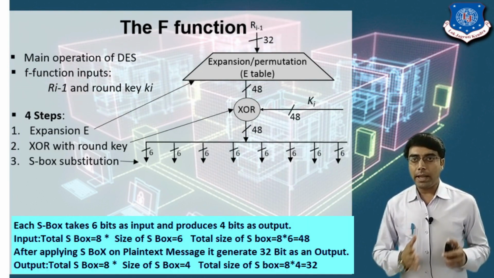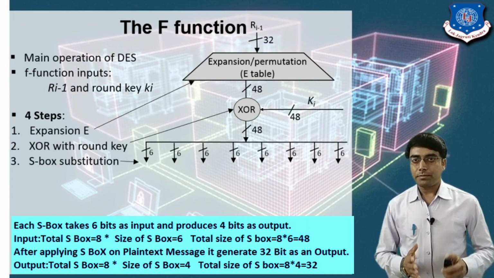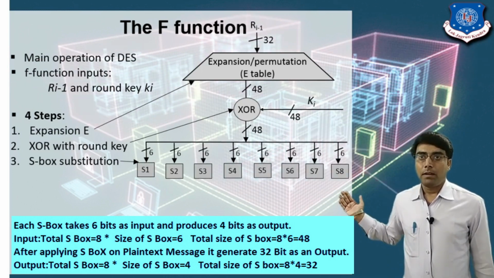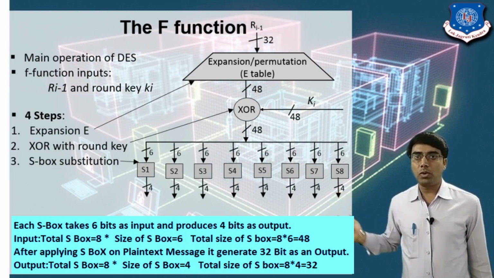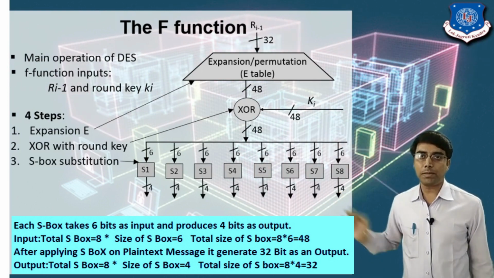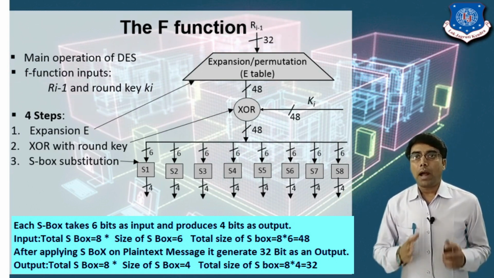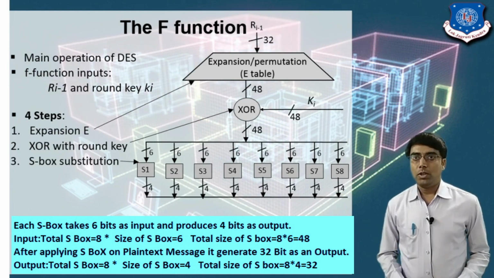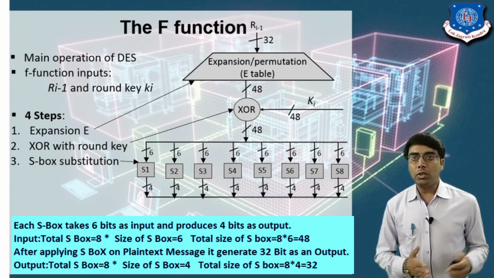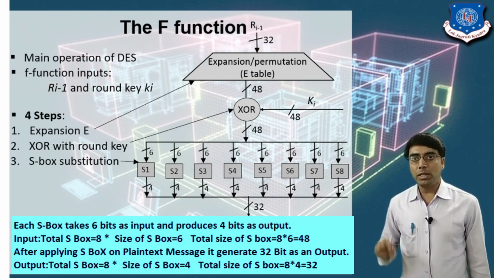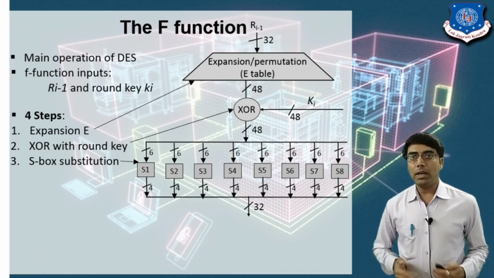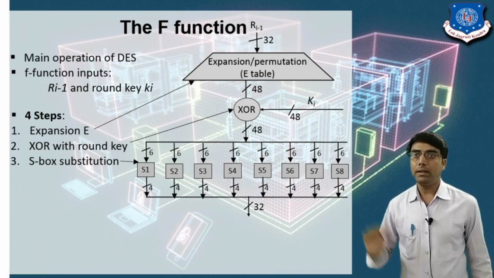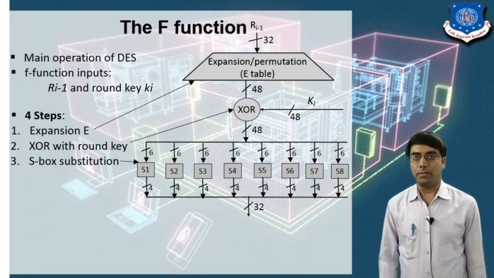There are a total of 8 S-boxes, each taking a 6-bit input, S1, S2, up to S8. After applying the S-box substitution, each generates a 4-bit output. So now you will get the 32-bit output. So using the S-box substitution, you convert your 48-bit into a 32-bit output. That's why we need an S-box substitution.